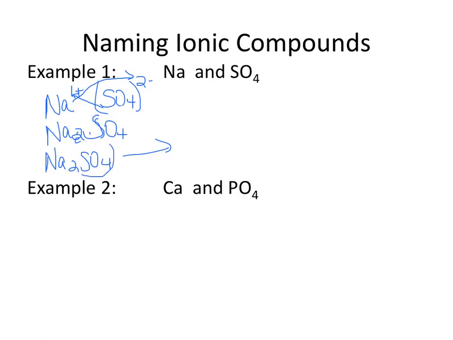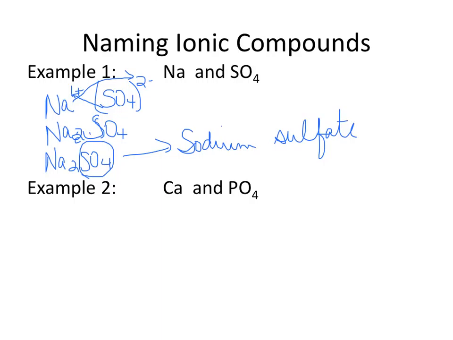So naming this. The only difference between monatomic and polyatomic is that you have to be able to look up what that anion is, and you'll have your chart. You don't have to memorize it. But again, the first part stays the same. Na is sodium, so you name it sodium. SO4, we said on the slide before, is sulfate. So the name of that compound is sodium sulfate, and that's it.